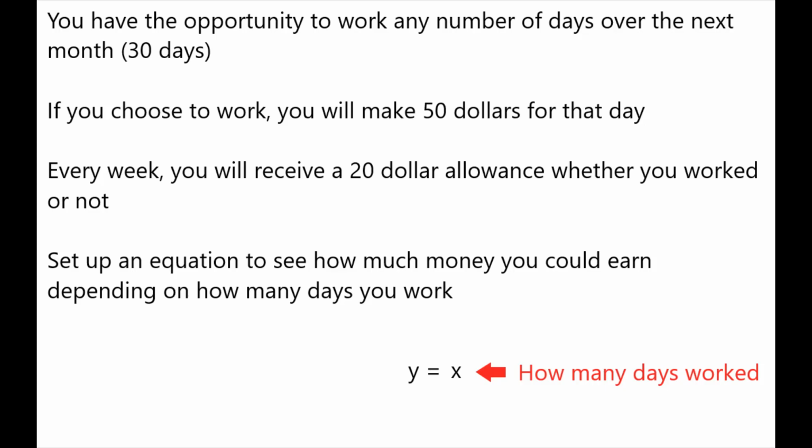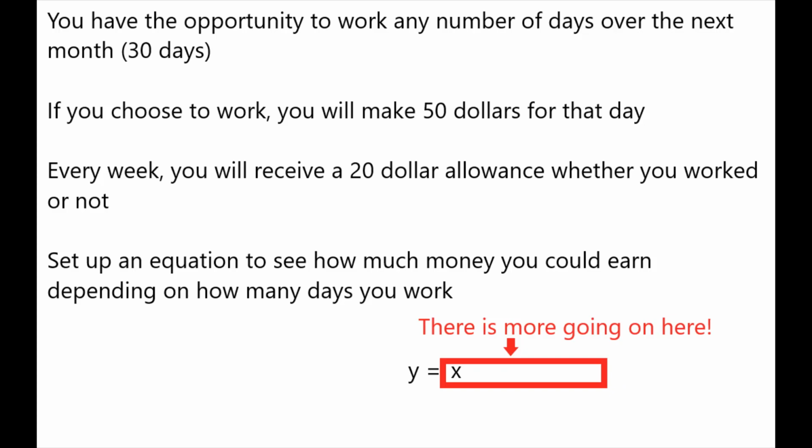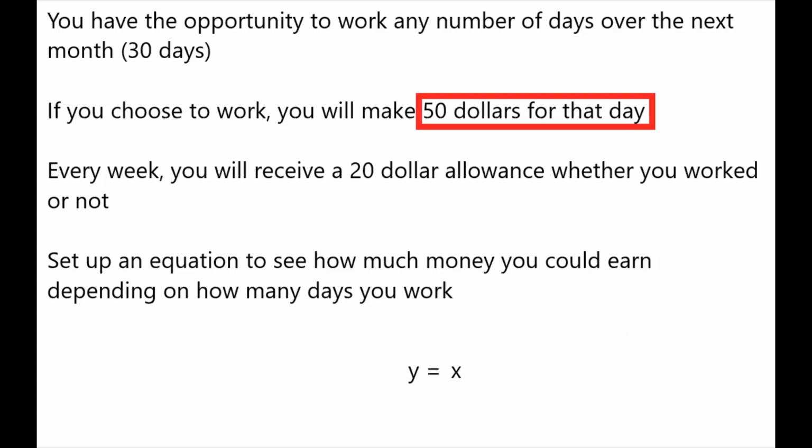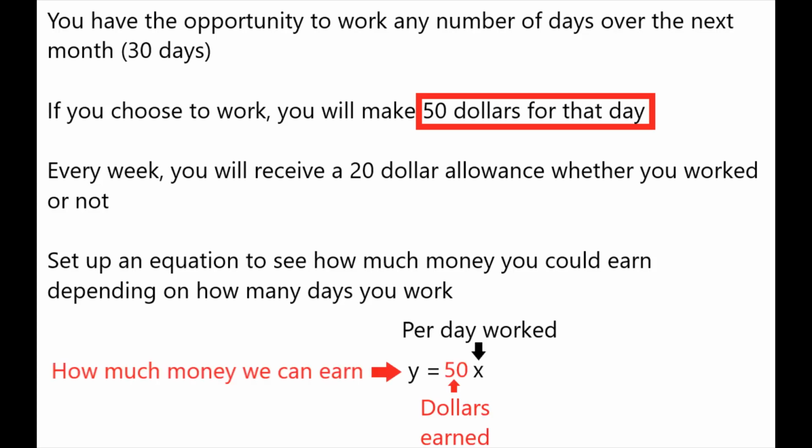So now we need to find out what changes when I work on a given day, right? Because if x is 1, that means I worked 1 day. So what happens when I work 1 day? Well, if we think back to the original problem, every day that we work, we get $50. So 50 times the number of days that we work will give us our total amount of how much we earned from working. So we can set up our equation as 50x.